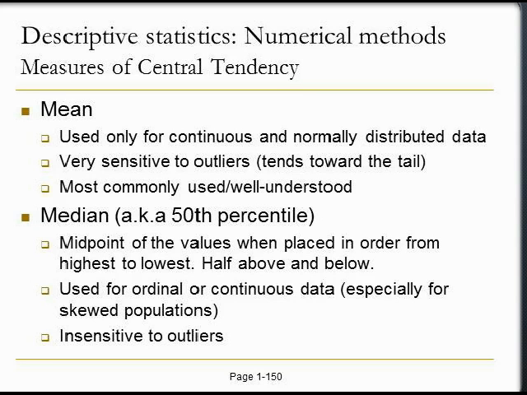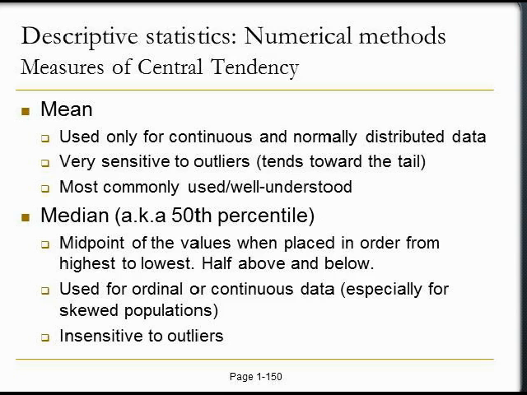I think everyone is familiar with how to calculate the mean or the average in a data set. It's also probably the measure of central tendency that's most well understood, but most abused as well and used incorrectly for certain types of data sets. The mean should only be used for continuous and normally distributed data. It's very sensitive to outliers, and outliers tend to pull that average towards the tail where that outlier is located.